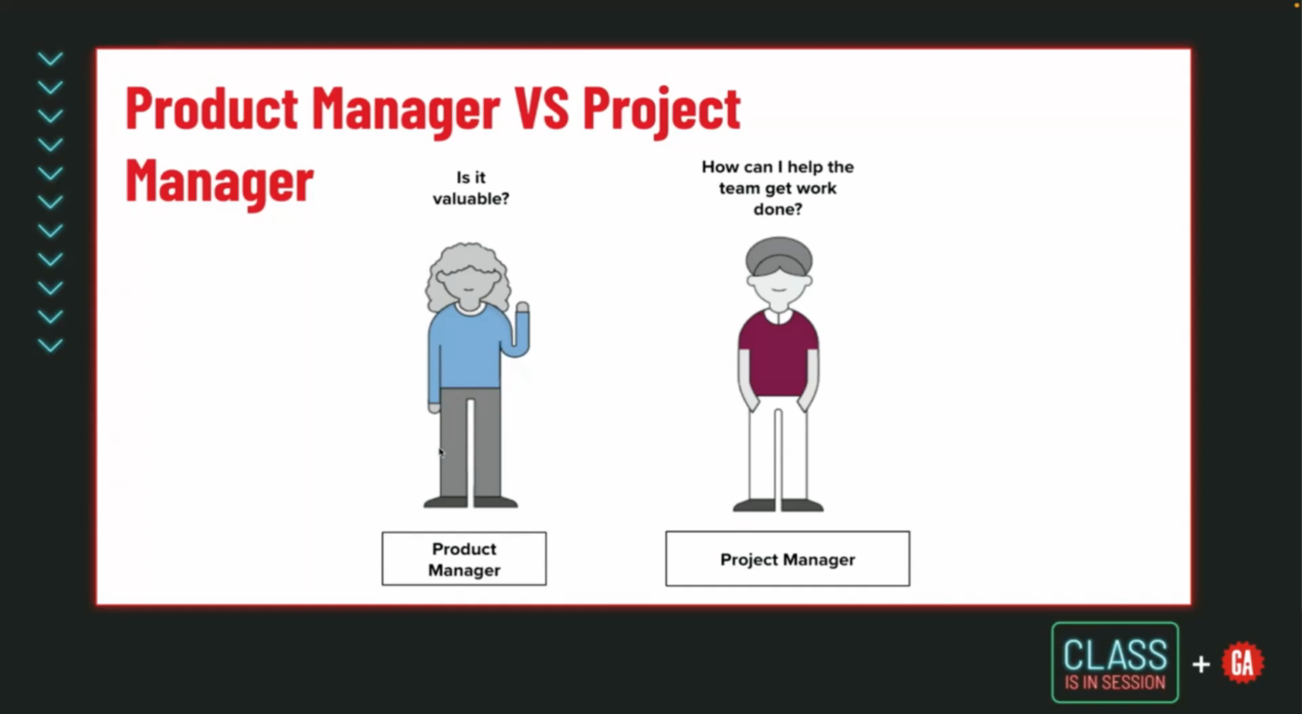Whereas project managers are here to make sure that we hit deadlines, right? The way that we get things done on time, the fact that we can orchestrate the work that we're doing with the other product teams and the other departments throughout our organization to make sure that we're aligned.